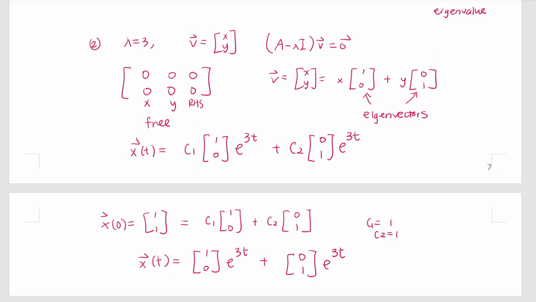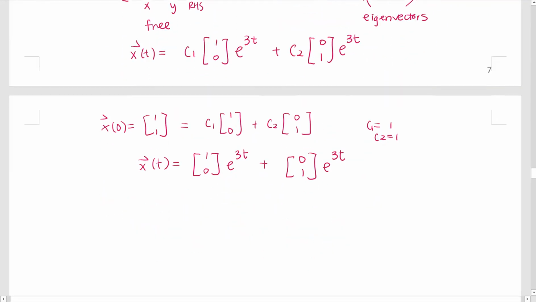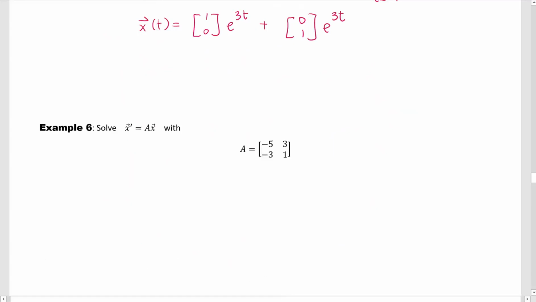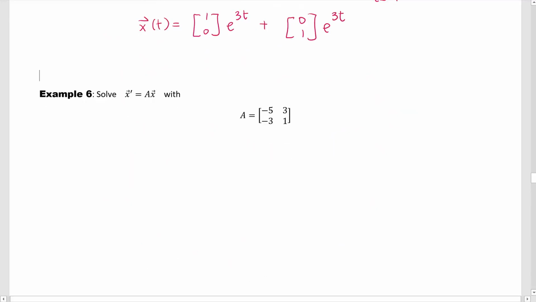So far, so good? You can see if we have one eigenvalue and two eigenvectors, then the way we set up the general solution is the same as before. It's the same as the case when we have two real roots, right? We use the eigenvector times e to the corresponding eigenvalue times t. Okay? But what happens if we have only one eigenvector associated with that eigenvalue? Okay, so let's look at example 6.